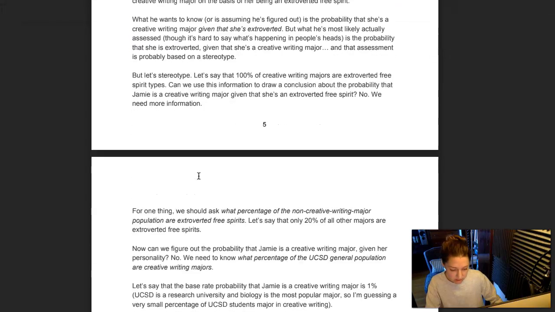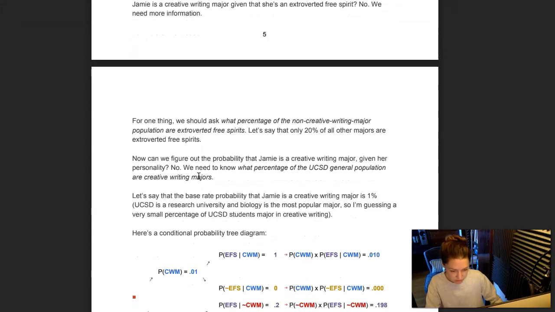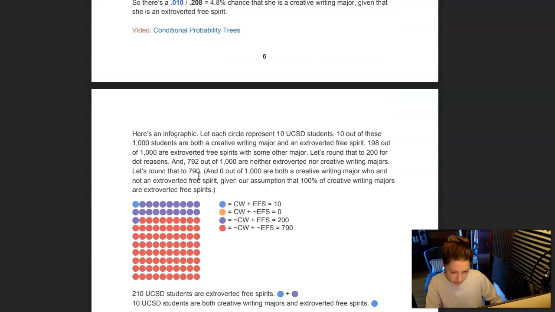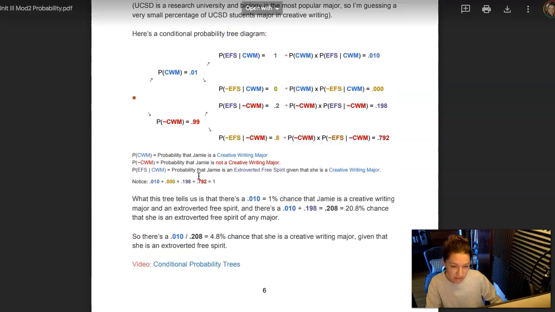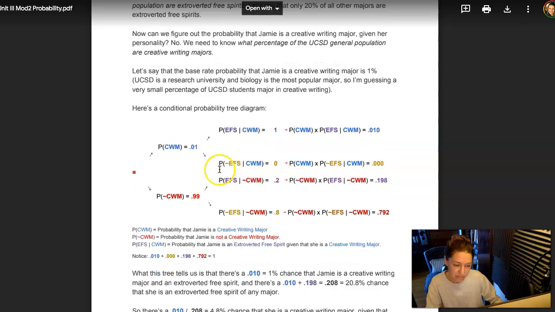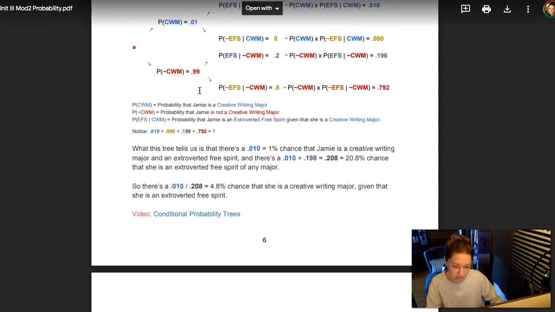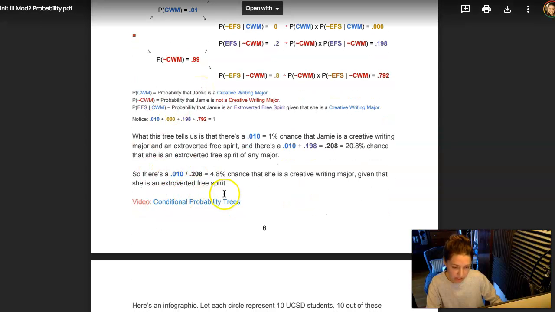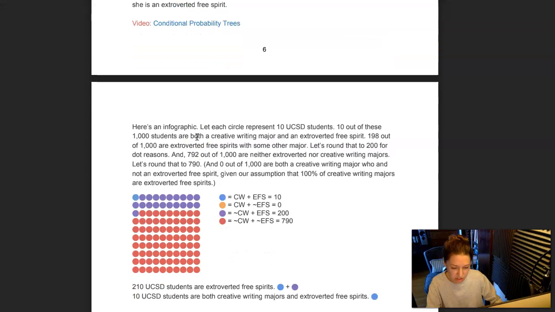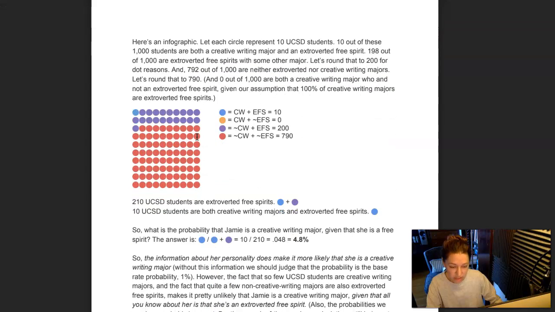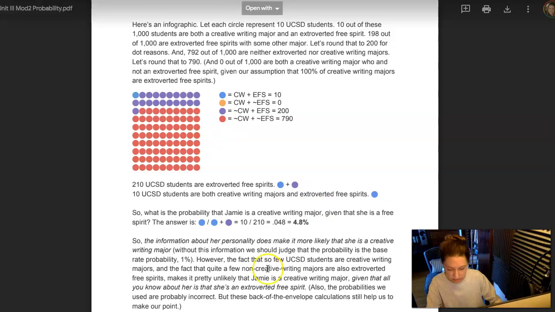Okay, so I'm going to skip ahead here. I'm skipping over this probability tree, and I'll come back to it in a moment, and I'll say a bit more about conditional probability trees. But let's just go to an infographic way of reasoning about this, and let's make up some numbers, do a back of the envelope calculation together.